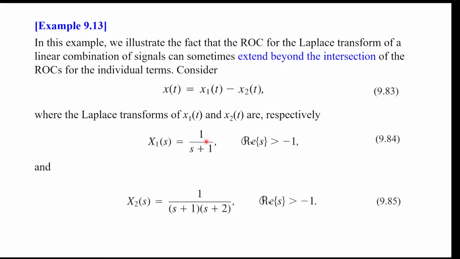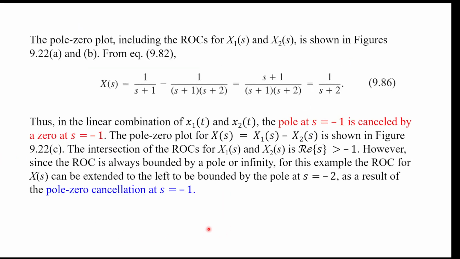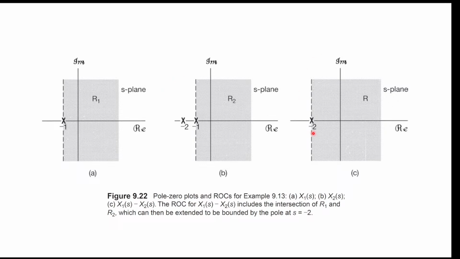But when you subtract those two functions, you get 1 over s plus 2. And you see this thing doesn't actually have a pole at -1. Okay? The pole at -1 actually cancels out when you do this subtraction. And this thing only has a pole at -2. So the ROC will not be the intersection between R1 and R2, which is just greater than -1. It will be extended from this R1 and R2 intersection. Okay? So let's start some drawing here.